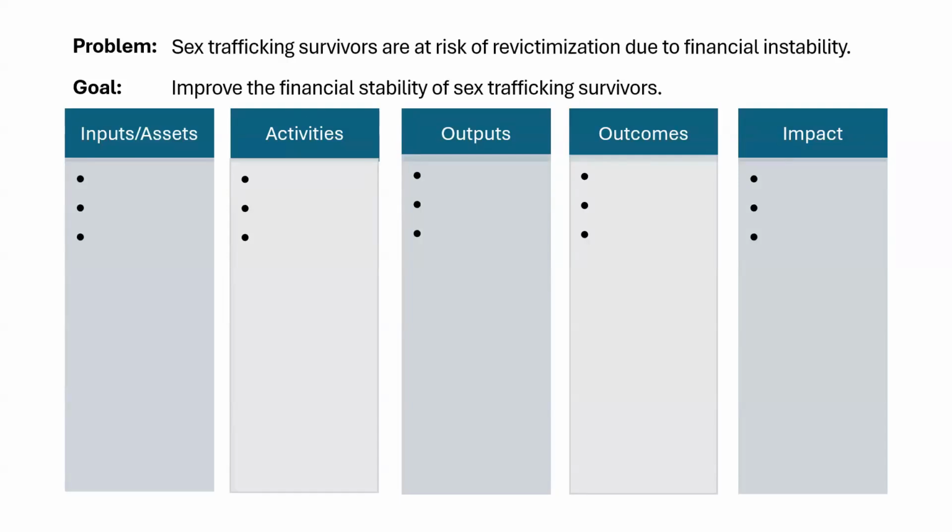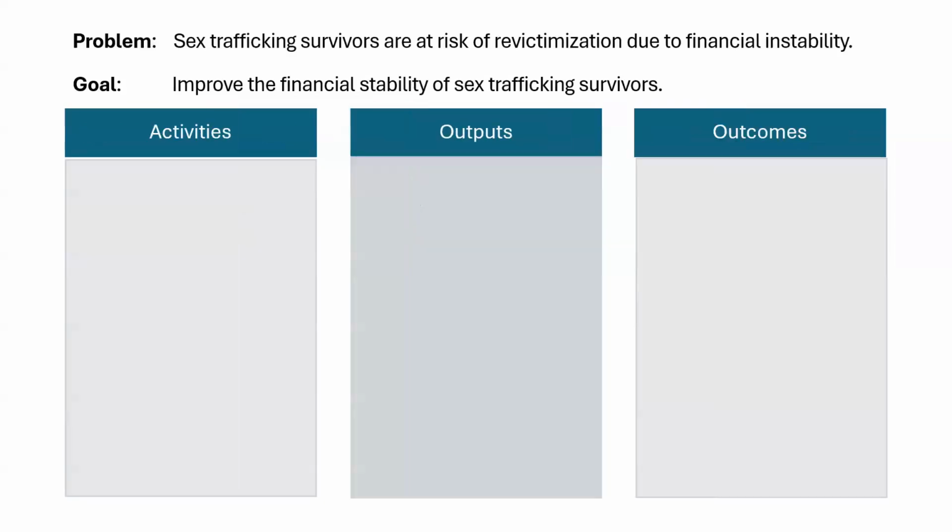We're going to think about all the relevant factors for a successful program: the inputs or assets required for the project, the activities you plan to carry out, the outputs or what those activities will produce, the short-term results or outcomes for survivors, and the larger impact if you're successful. It can be easiest to start with the central columns. What are you planning to do, and what outputs and outcomes will result?